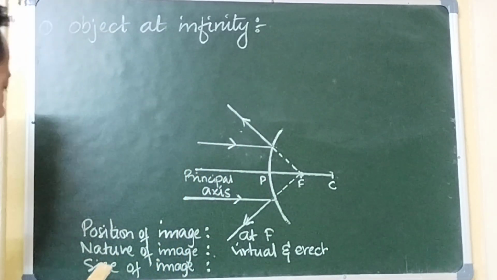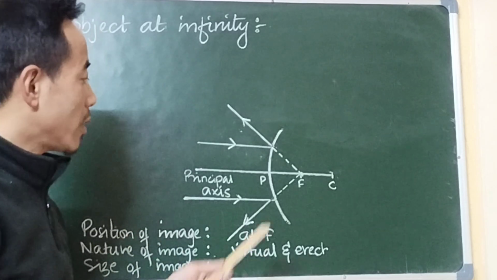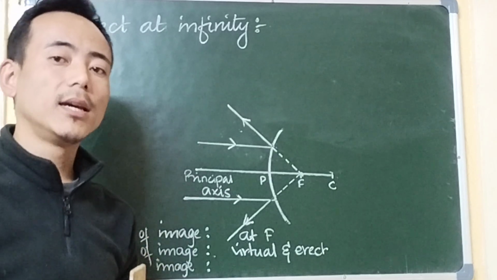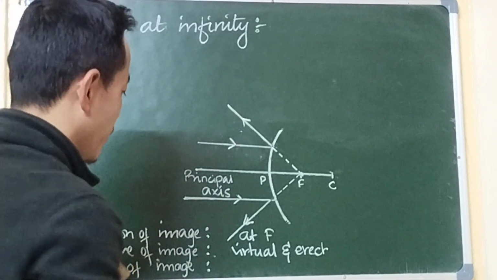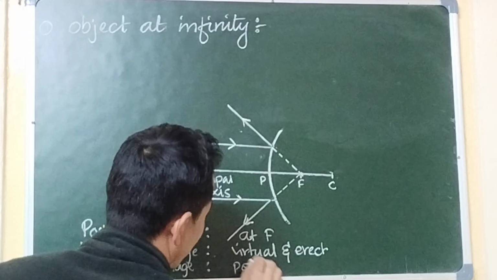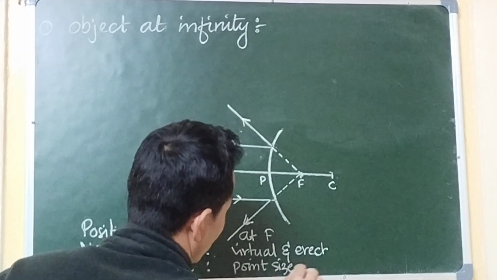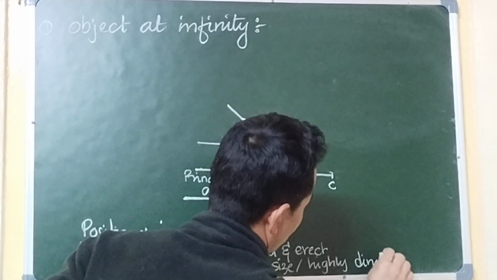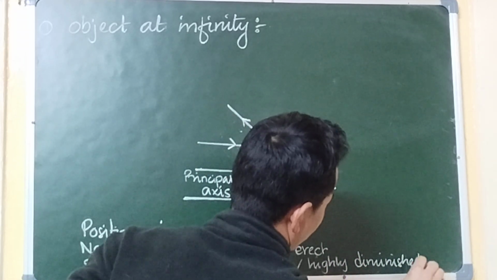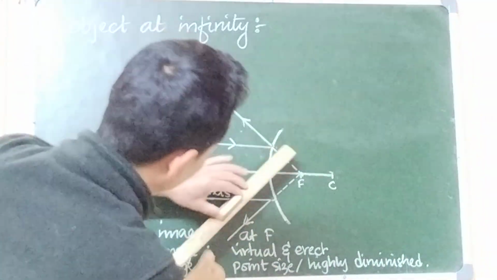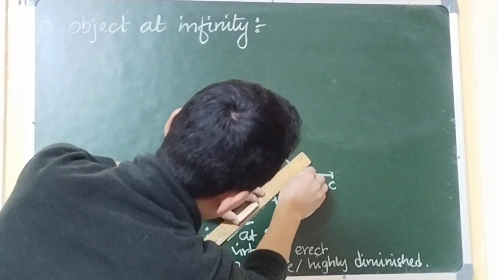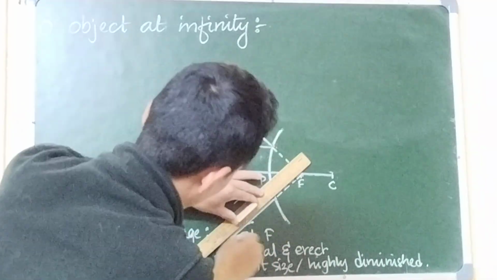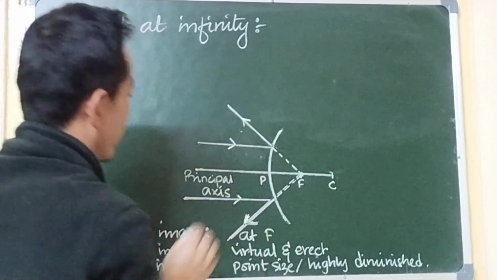Now the third thing is the size of the image. Since our image is formed at F, it will be a point size image, or we can say that the image is highly diminished. So here you can write down the size of the image as point size, or you can also write it as highly diminished. You can draw the diagram properly in your copy. So this will be the direction of the reflected ray here.